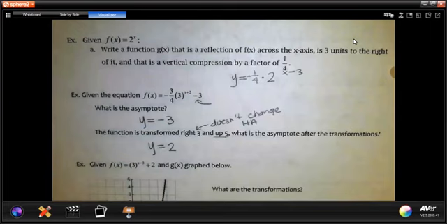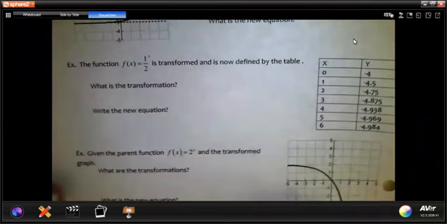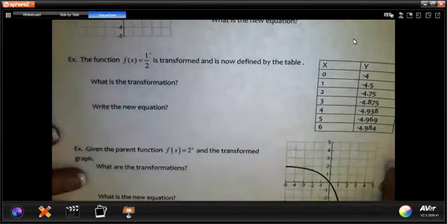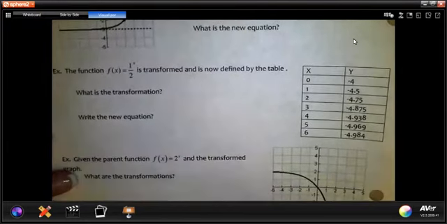So you really want to think about what each part of those transformations is doing to your graph. All right, this next one we're going to look at says the function f of x equals 1/2 to the x is transformed and is now defined by this table. So we want to look at this to write the new equation.